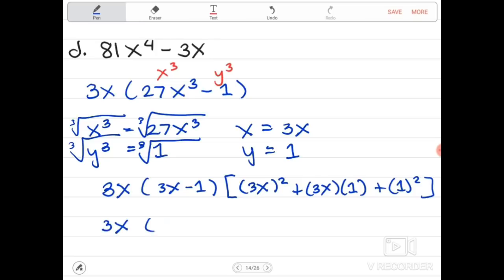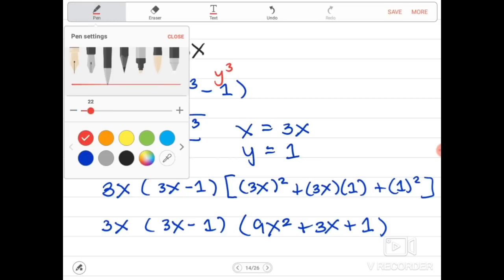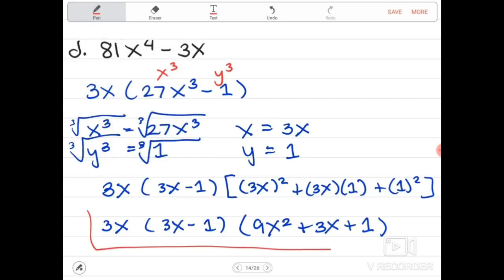So, 3x times 3x minus 1. Then, 3x squared, that is 9x squared plus 3x plus 1. So, this will be our final answer. Okay? So, ganun lang kadali ha. Huwag tayong malilito. Tandaan lang natin, slowly but surely.